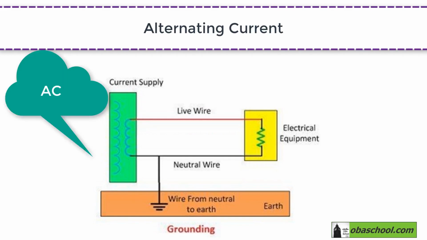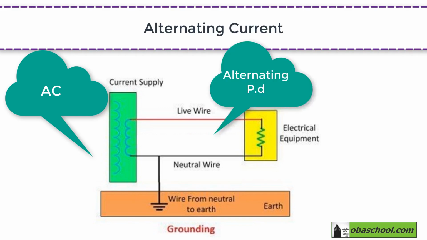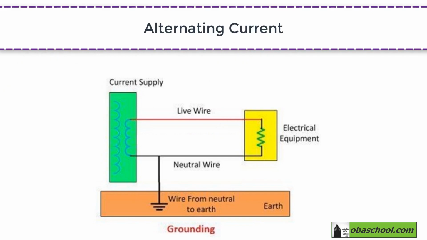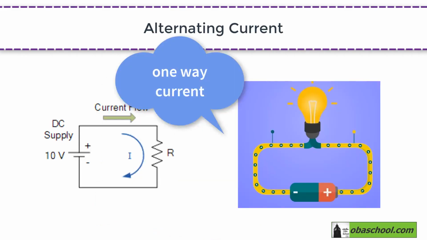Why is that? It is because the mains supply provides an alternating potential difference between the two wires. In other words, we can say that the polarity of the potential difference repeatedly reverses its direction. In comparison, potential difference in DC circuits does not change direction.